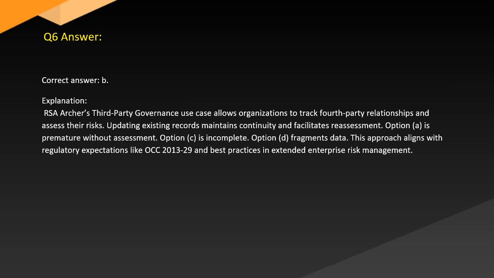Answer. Correct answer: B. Explanation. RSA Archer's third-party governance use case allows organizations to track fourth-party relationships and assess their risks. Updating existing records maintains continuity and facilitates reassessment. Option A is premature without assessment. Option C is incomplete. Option D fragments data. This approach aligns with regulatory expectations like OCC 2013-29 and best practices in extended enterprise risk management.